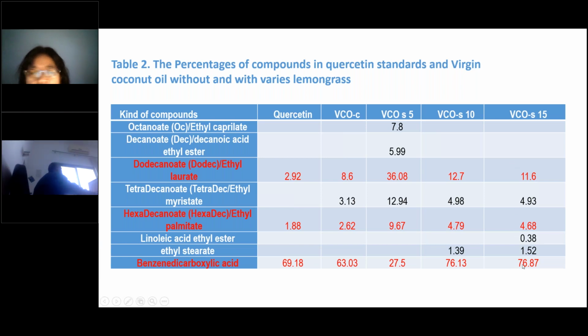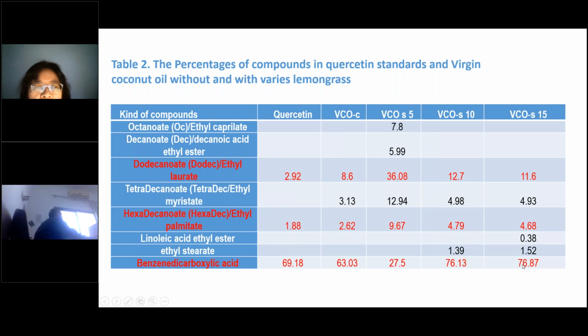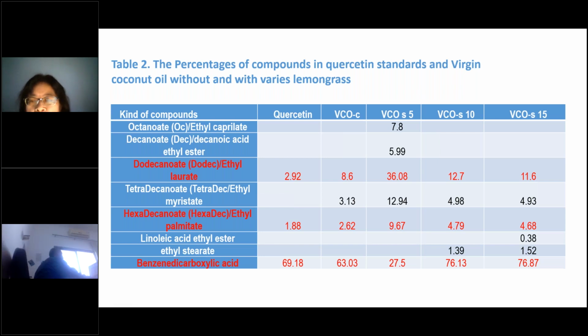With lemongrass, we meet benzene dicarboxylate acid at 76.87%. And other compounds, we still meet other components, maybe not good. Maybe I want to develop it in the next research and improve the result.